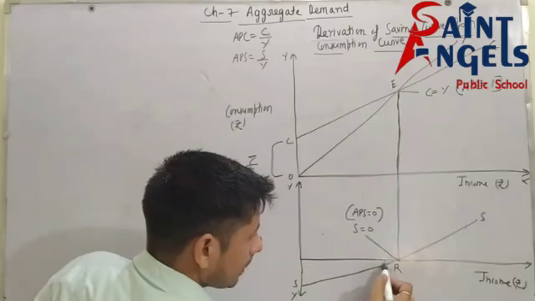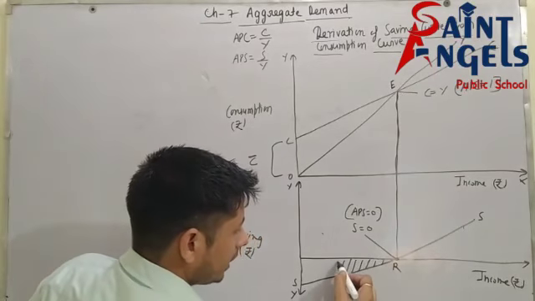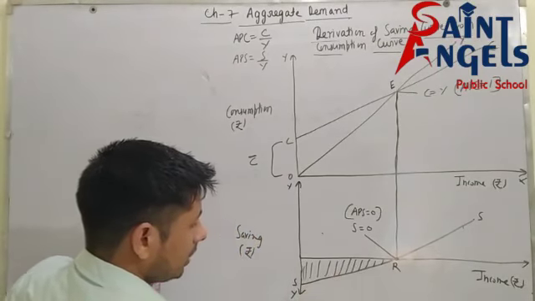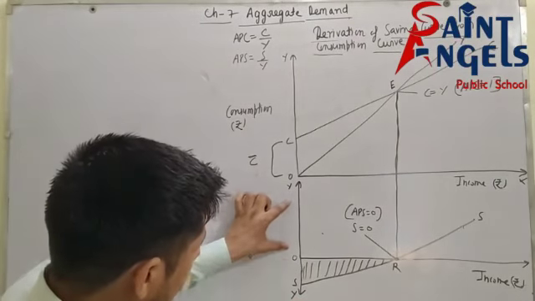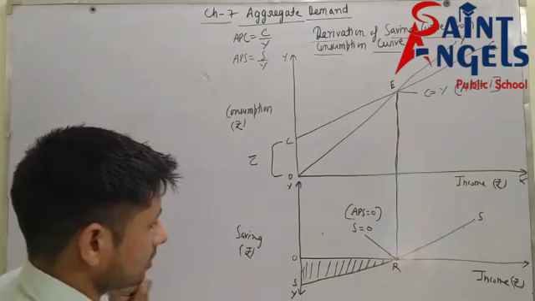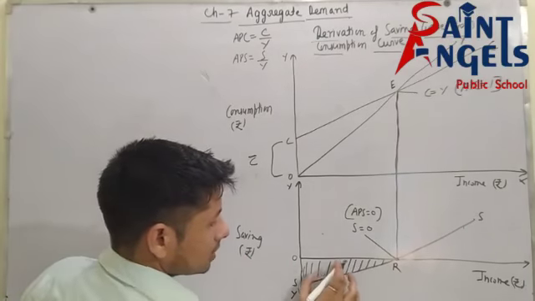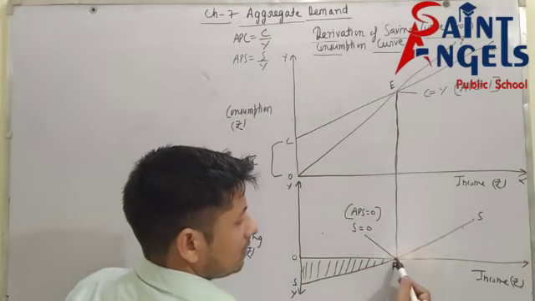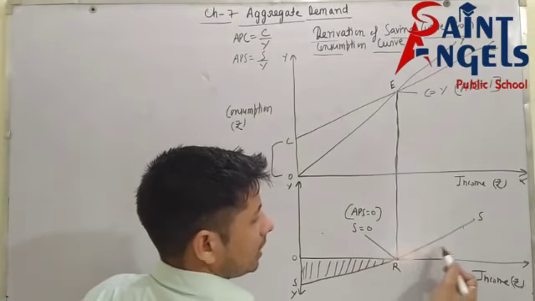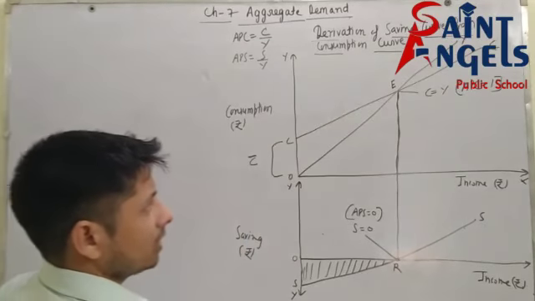See, this is the negative portion. This is the origin, this is the positive y-axis and this is the negative y-axis. So this is the negative portion. I mean saving will be negative here. Saving is 0 at point R and saving will be positive here.